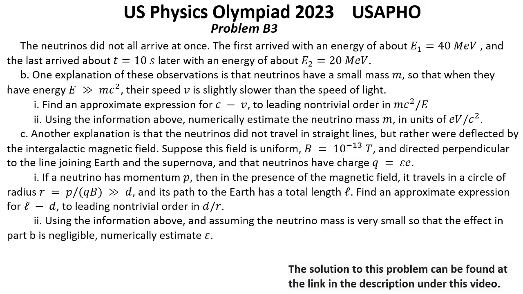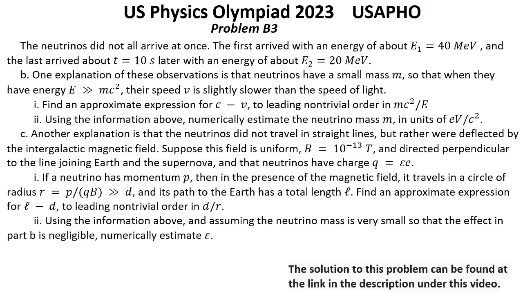Part B. One explanation of these observations is that neutrinos have a small mass m, so that when they have energy E much greater than mc squared, their speed v is slightly slower than the speed of light. Question 1. Find an approximate expression for c minus v to leading non-trivial order in mc squared over E. Question 2. Using the information above, numerically estimate the neutrino mass m in units of electron volts per c squared.